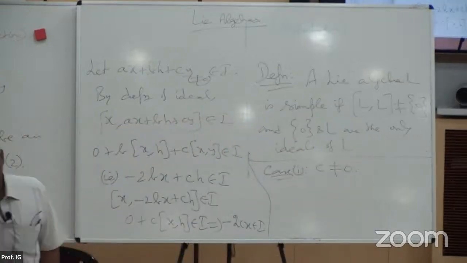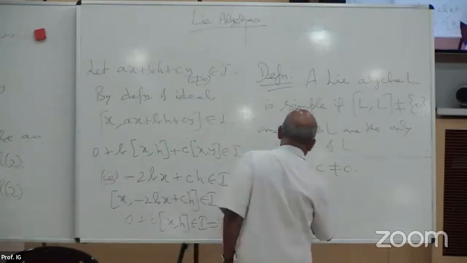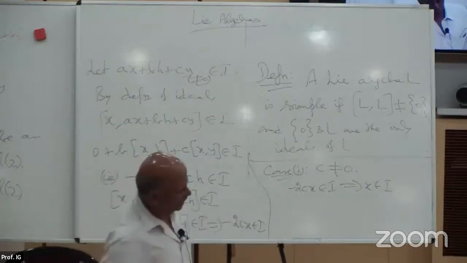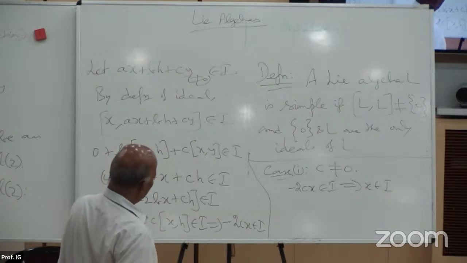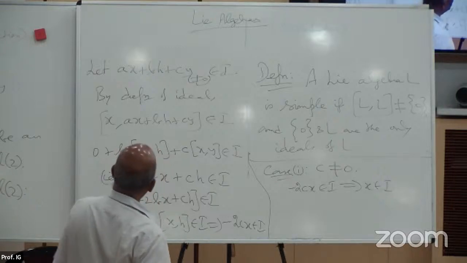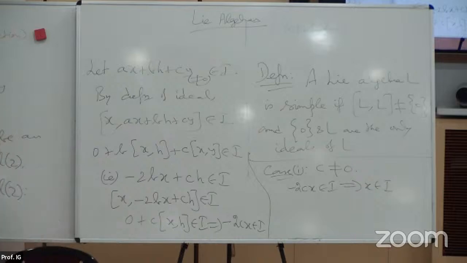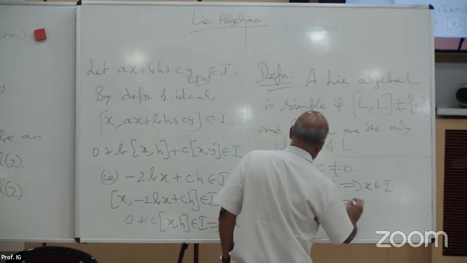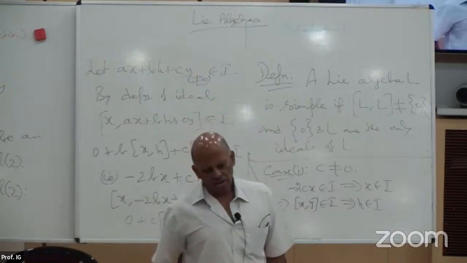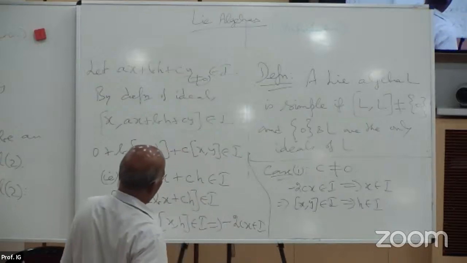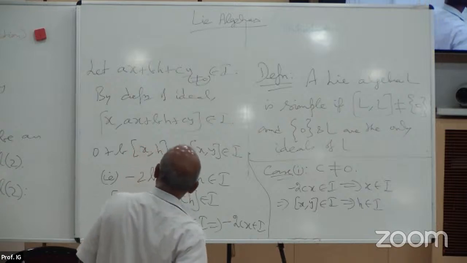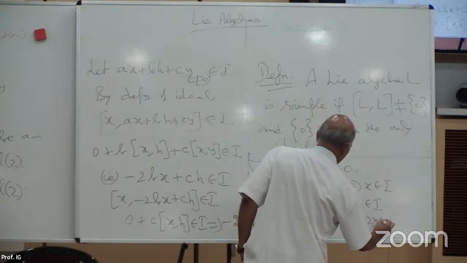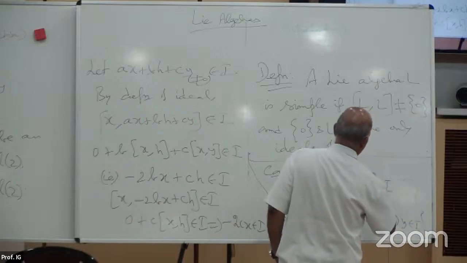Suppose c is not equal to 0, what does this mean? Minus 2cx belongs to I. This means x belongs to I. Since c is non-zero, we can multiply by 1 over minus 2c and get x belongs to I. And now again I is an ideal, x belongs to I. You can use the bracket of x and y, where y is an arbitrary element of SL2 and x belongs to I. So the bracket of x with y belongs to I, that means h belongs to I. And once h is in I, the bracket of h and y belongs to I, that means minus 2y belongs to I. This means y belongs to I.